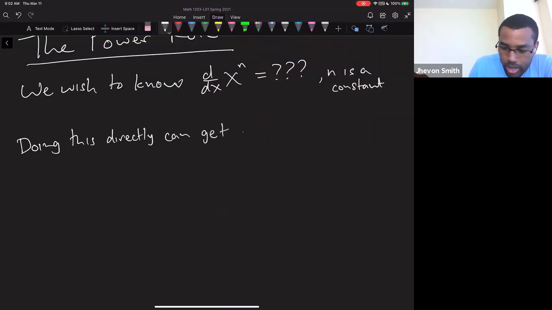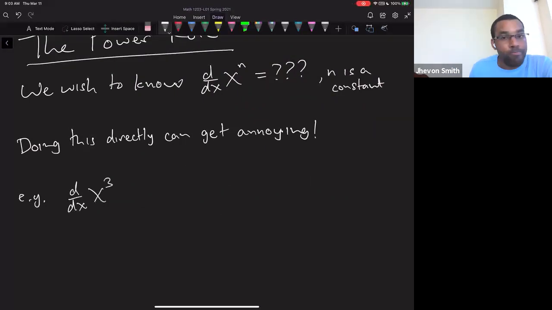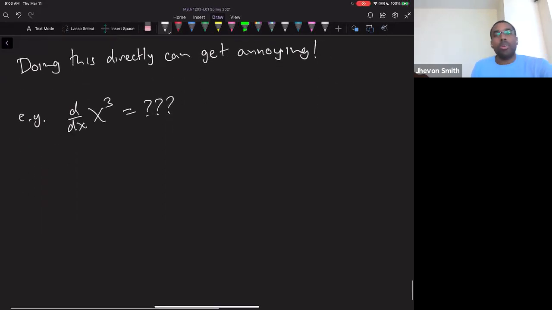Can get annoying. Okay, so let's say, for example, I ask you, what is the derivative of, say, x cubed? Now, we don't have a rule yet. We have no idea what this could be. X cubed is like this weird function that has an inflection at the origin. How do you actually go about doing that?